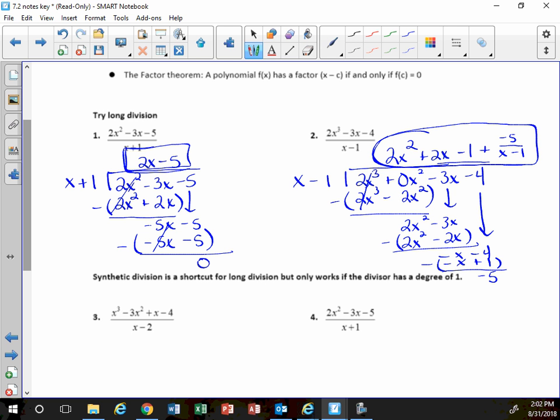Yes, you could have just said minus 5 over x minus 1, but when your remainder's more than one term, if you put a minus in front of that with the fraction, you're going to mess up your signs. So do plus every time, and then just do whatever your remainder is over the divisor. Okay? All right. I want to give you one more long division before we go to synthetic division.